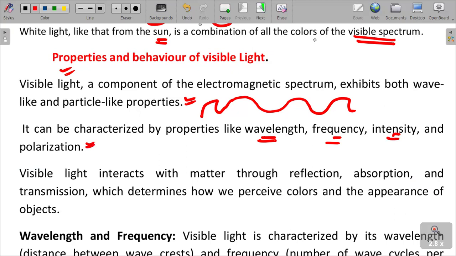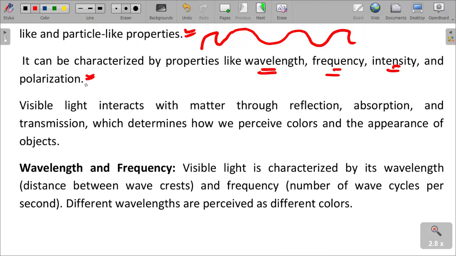Visible light interacts with matter through reflection. We are going to talk about the reflection of light, the absorption of light, and also transmission, which determine how we perceive colors and the appearance of objects. This is about sight, in other words, vision.